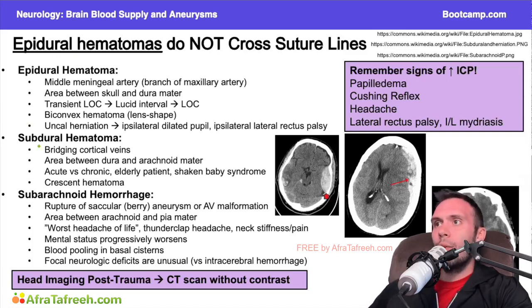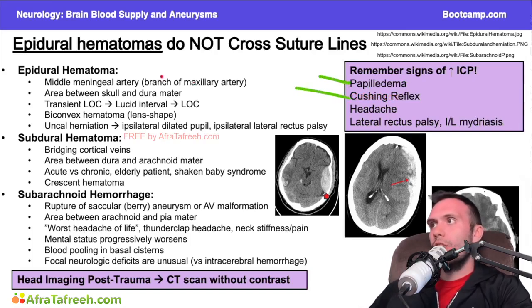Okay, so the first thing I want to say is a lot of these, the epidural hematoma, the subdural, and the subarachnoid hemorrhage will tend to present with increases in intracranial pressure. So let's just quickly review some things we might see with increases in intracranial pressure. We might see papilledema, for example. We might see a Cushing reflex.